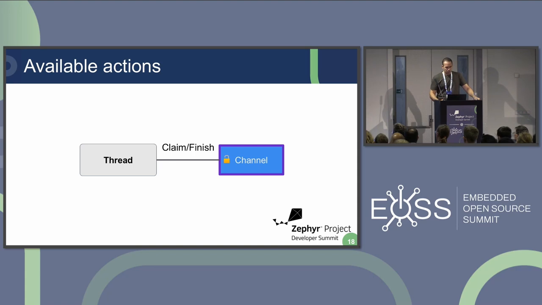So another available action is more for advanced use. Don't use that if you are not sure what you are doing. The claim and finish. It's a pair, right? With the claim, you are locking the channel, and after that you can access the metadata of the channel. So we have a lot of metadata there. We have the subscribers, we have the message, in fact, we have a user data pointer, so you can pass a memory, I don't know, you can add your metadata to the channel, right? So in this kind of thing, you can do a lot of stuff with the channel. Claim, change, and finish.